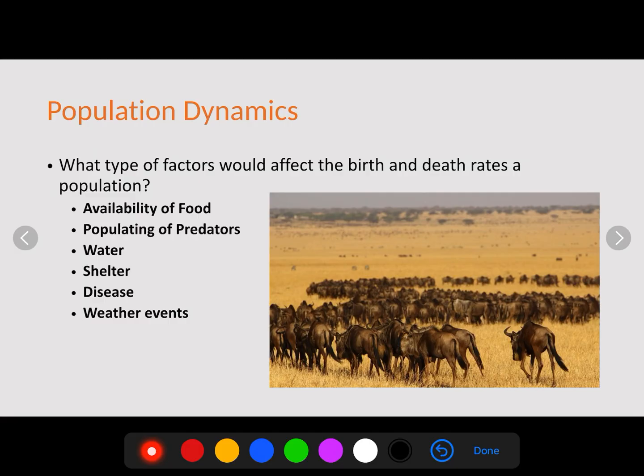Some abiotic factors like water, shelter, disease. Again, these are things that are going to affect it. So obviously if there's a lot more disease, we're going to have a lot fewer numbers, as well as random weather events. So obviously if a tornado comes through and wipes out the population, again, that's something that actually occurs at a random chance.